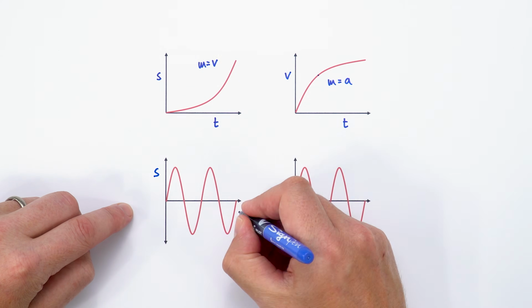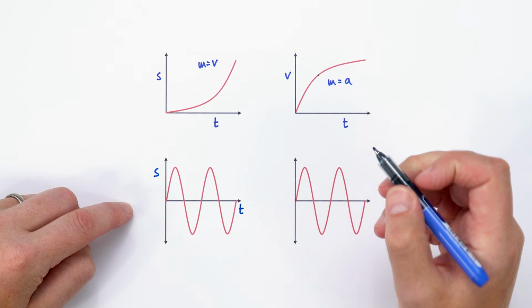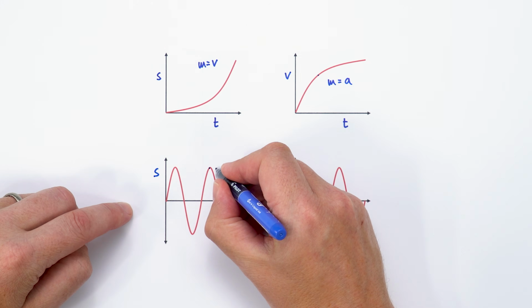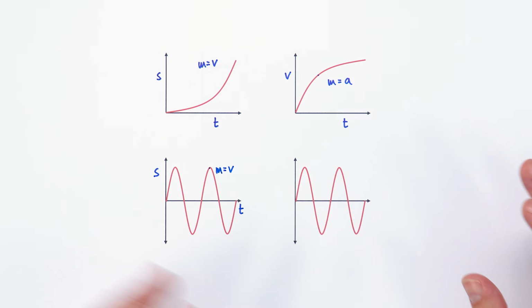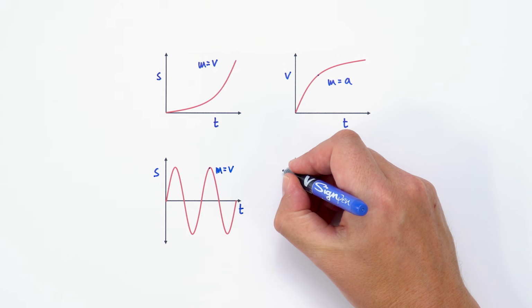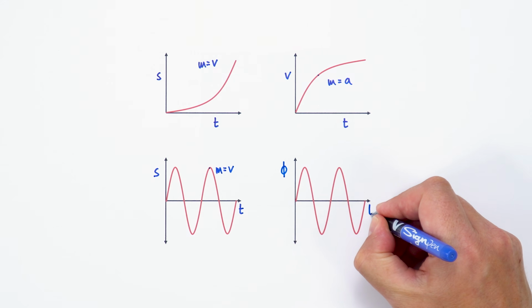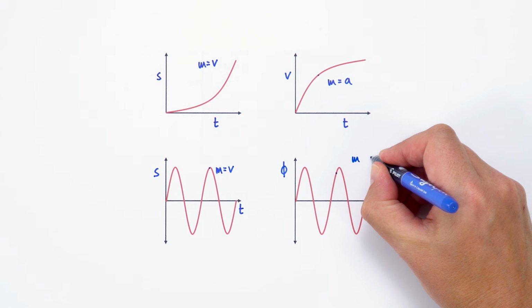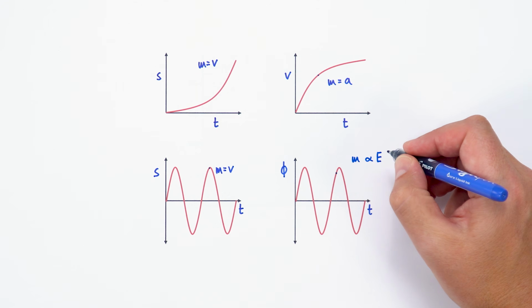So again, we could have a displacement time graph where we could work out the velocity at any point by just working out the value of the gradient. And this sinusoidal shape comes up quite frequently. So maybe we've got phi and we've got t. This one's actually related to maybe something like a generator where we've got the magnetic flux linkage. And again, if we were to look at the gradient at any point, that gradient is going to be proportional to the EMF that we induce.